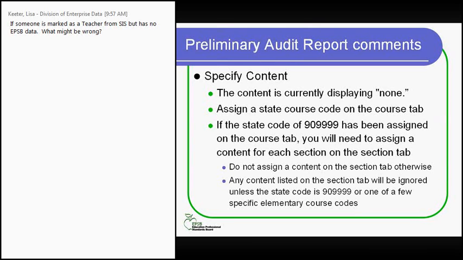website. If the state code is 909999, which is school-defined course, they'll need to assign a content for each section on the section tab. Otherwise, that section tab drop-down is going to be ignored completely, so they don't need to waste their time adding things on there unless that's the state code. There's a couple of other oddball ones throughout some of the industrial arts courses and a few elementary codes that will allow it, but most cases that's not going to be usable.